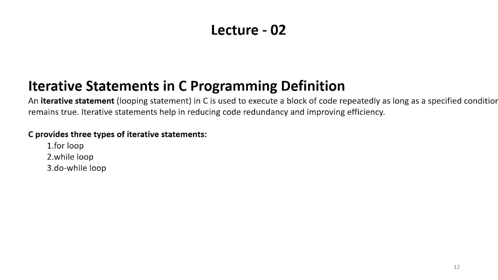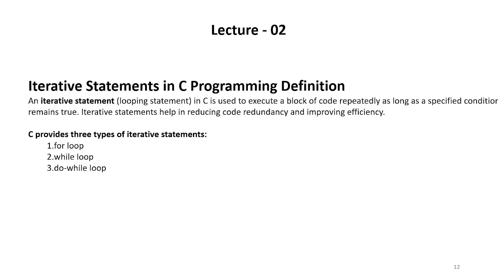Let's continue. An iterative statement, which is also called a looping statement in C, is used to execute a block of code repetitively as long as a specific condition remains true. That's the main point. Iterative statements help in reducing code redundancy and improving efficiency.